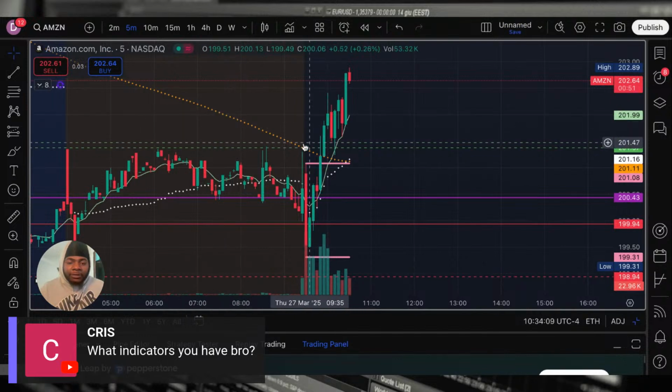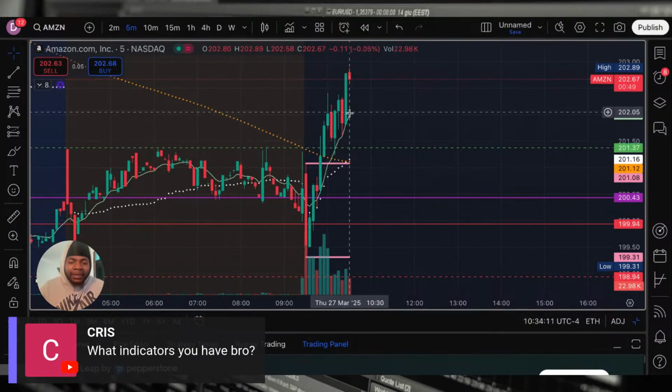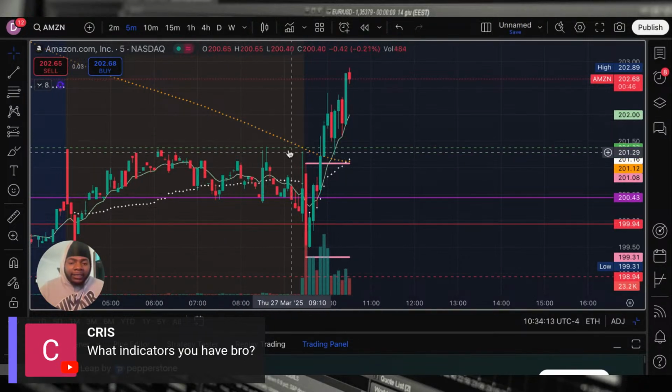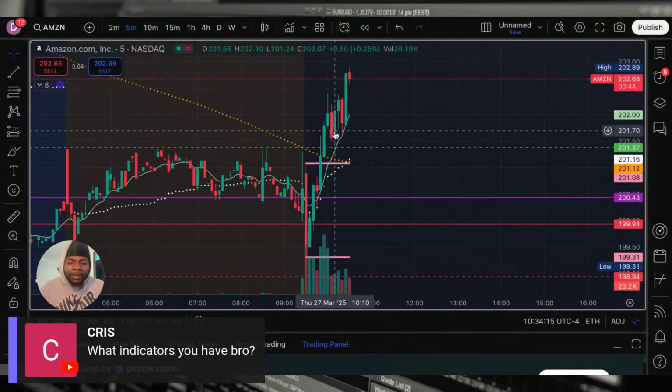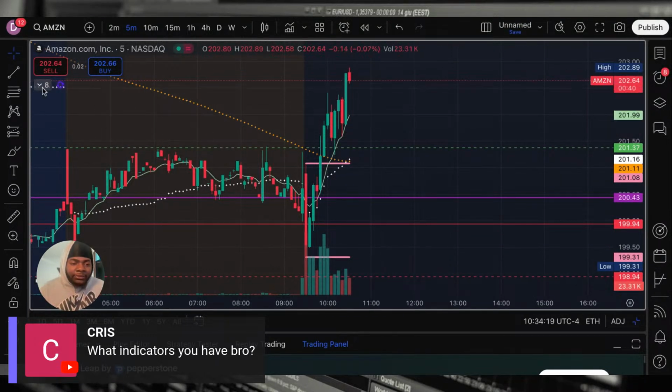So it was already above. So I'm cool with sitting in there. I can sit in there. I'll wait on that. I'll get above the 200 moving average and I'll sit there and wait until we break out, get some money off the trade. All right, so that's the 200 moving average.